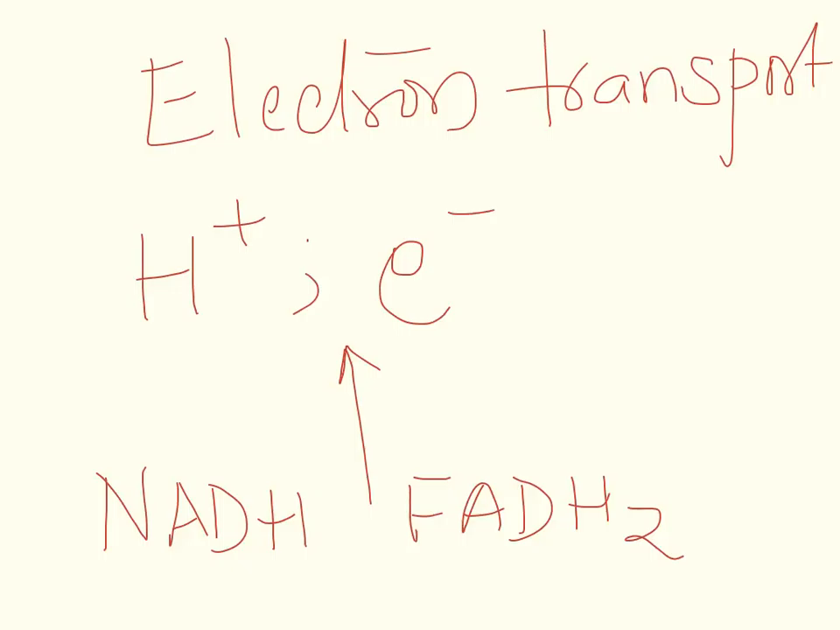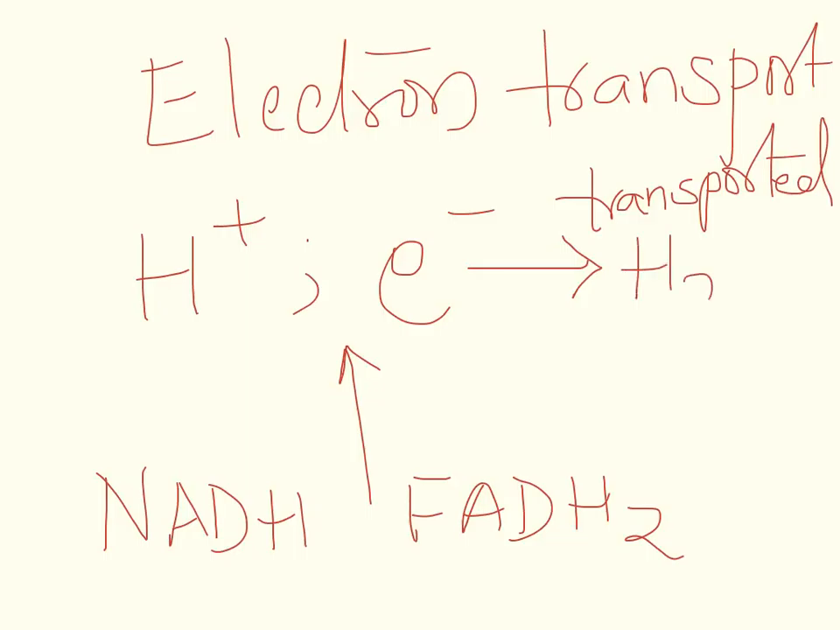These electrons pass on from one electron transporter, acceptor, carrier until the next one through the membrane. So these are transported through the membrane until they combine with oxygen to form water. And when this happens, energy is released.